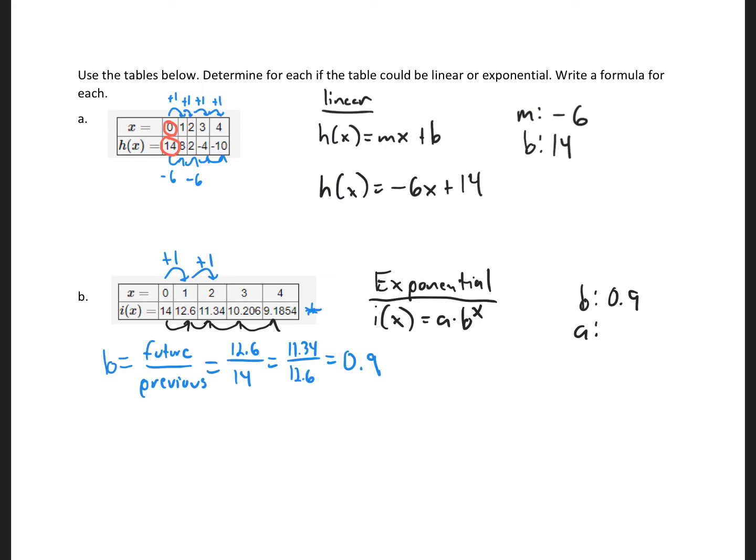A is the initial value. It's the output when the input is 0. When we're inputting 0, we're outputting 14. This function is going to be i of x equals 14 times 0.9 to the x.